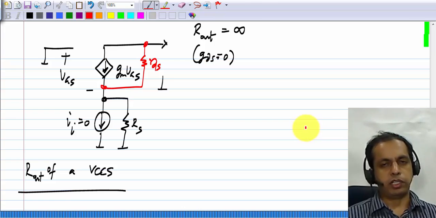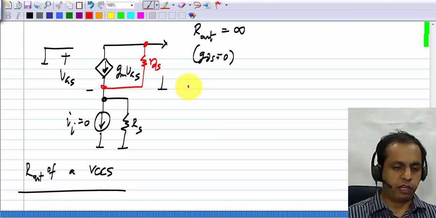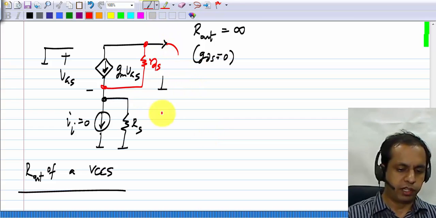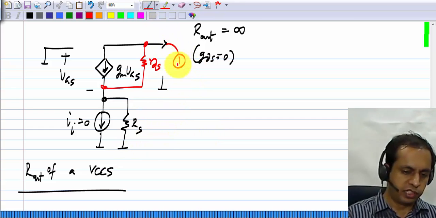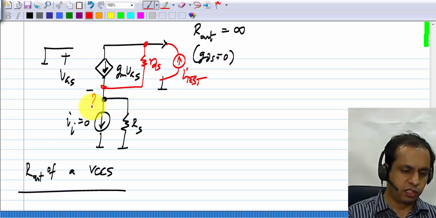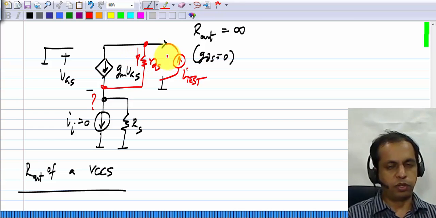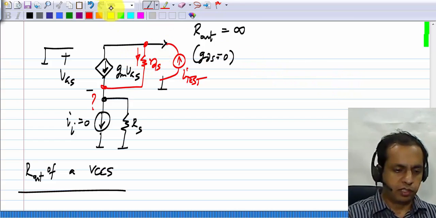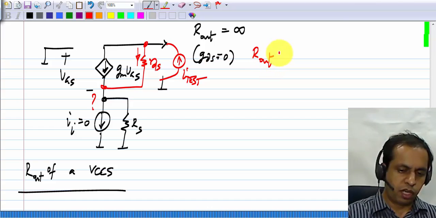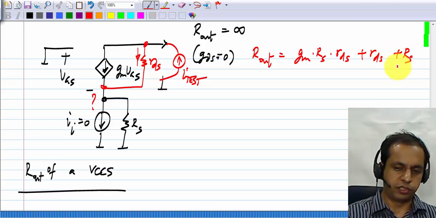Okay, it will make the output resistance different from infinity. It will be finite, and I won't evaluate this again. As I mentioned earlier, in the case of the voltage controlled current source, it's easiest to evaluate it with a current input I test. Then you can first calculate this voltage and then calculate VGS from there, calculate the current flowing through RDS and find the answer. The answer turns out to be R out = gm times RS times RDS plus RDS plus RS.